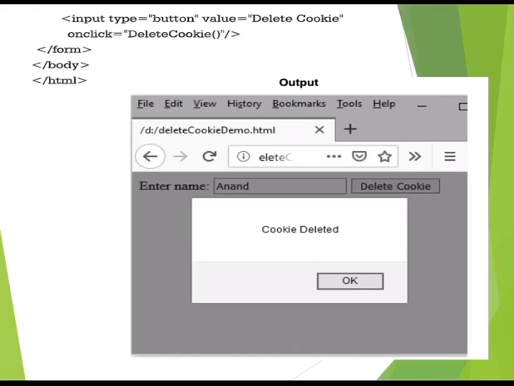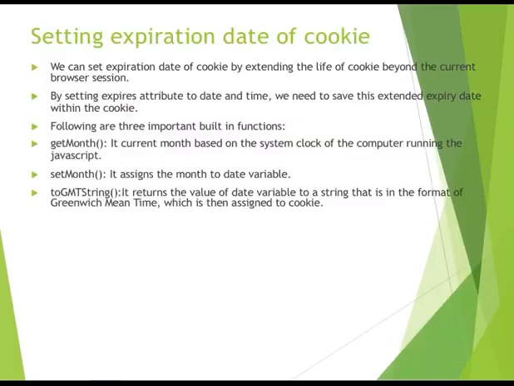Okay, now let's move on to the next slide. Next is setting the expiration date of a cookie. Basically, we can set the expiration date of a cookie by extending the life of the cookie beyond the current browser session. That is a persistent cookie.